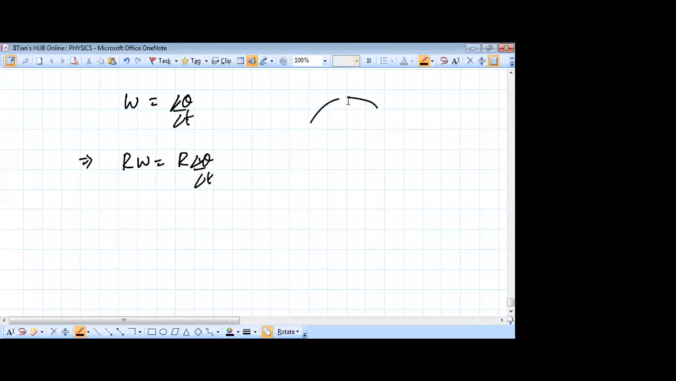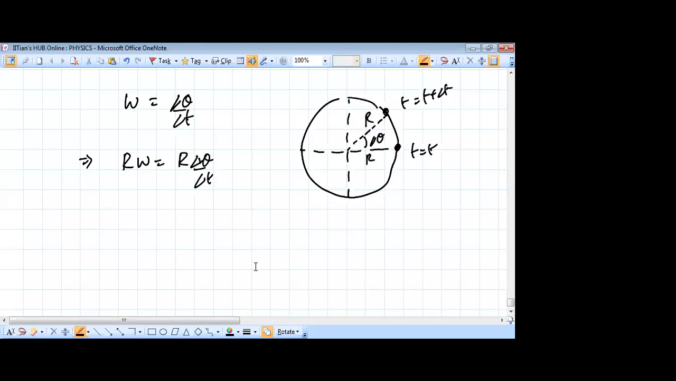But now I know that in a circular path, if a particle moves from here to here, let's say, in a certain amount of time, from t to t plus delta t, it has covered an angular displacement delta theta. So what is the distance traveled by that particle during that time? That circular distance from here to here will be nothing but r delta theta, because this comes from the definition that angle is equal to arc upon radius.